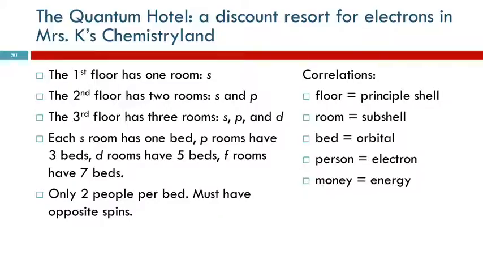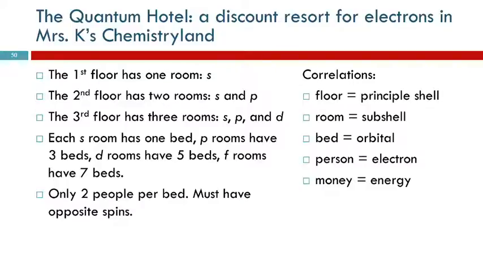S room, the next floor, S and P, the next one, S, P, and D, the next one, S, P, D, and F. The S room has 1 bed, the P room has 3 beds, the D room has 5 beds. How many people can sleep in a bed? 2. We're going to be reasonable here, right? 2 people per bed. They do have some rules at this hotel. 2 people per bed. So you can only put 2 electrons in each of those orbitals.